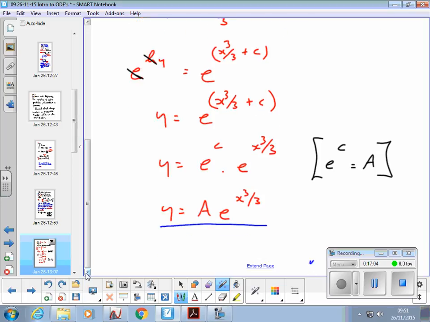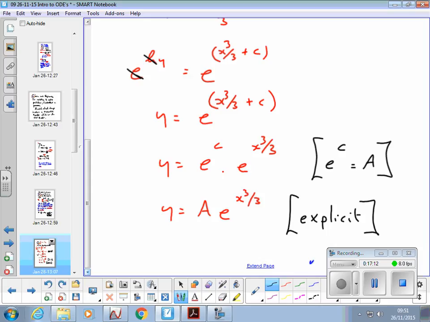This is our model that comes from the differential equation. So this is the explicit form. What we really want, in other words, is y equals something, our dependent variable. What is the relationship between y and x? There it is.